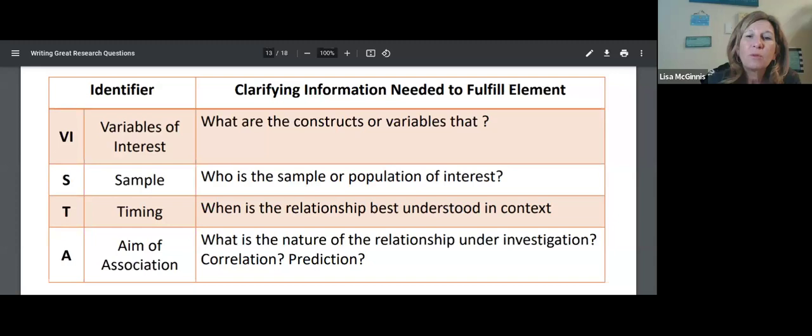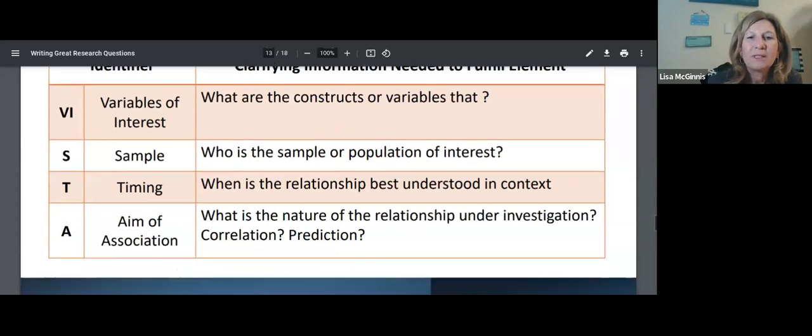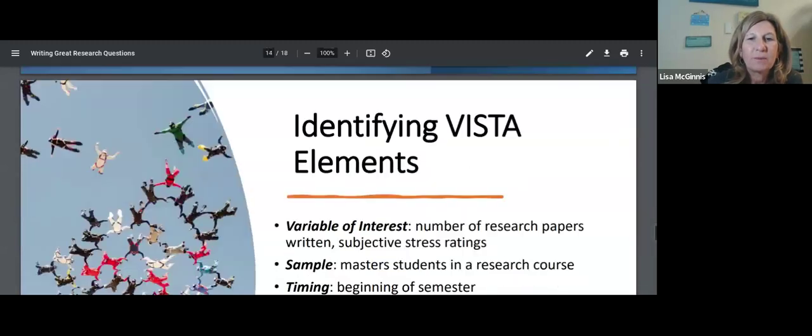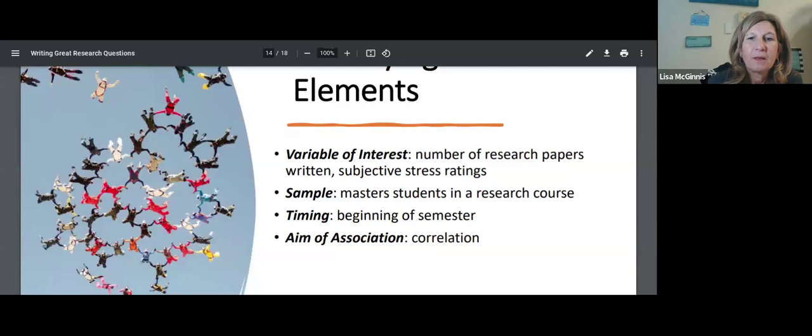And then what is the nature of the relationship that we're looking at? Is it a correlation? Is it prediction? What is the nature of that relationship? So if we're going to write a question like this, we could look at it this way. Our variable of interest would be the number of research papers written and subjective stress ratings. So those are the two things that we're going to look at. Our sample is going to be master's students in a research course. The timing is at the beginning of the semester.